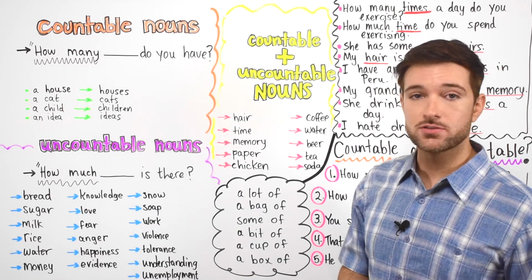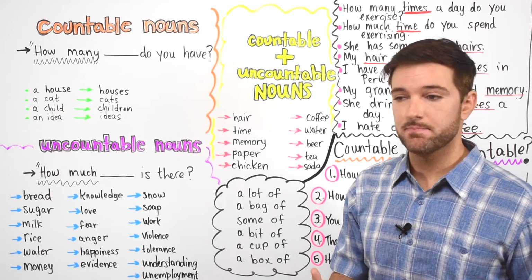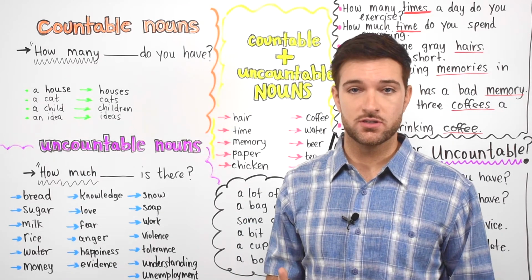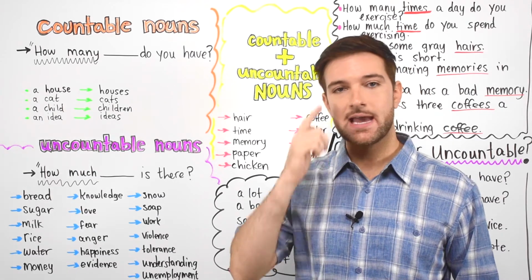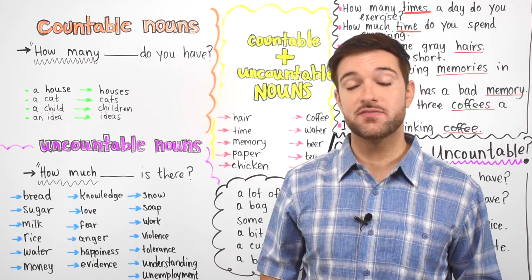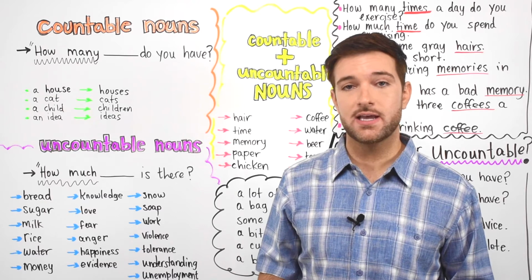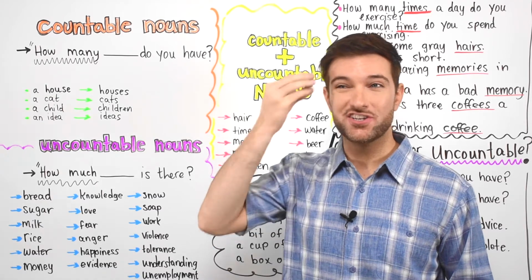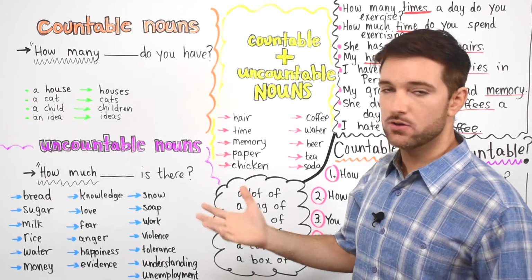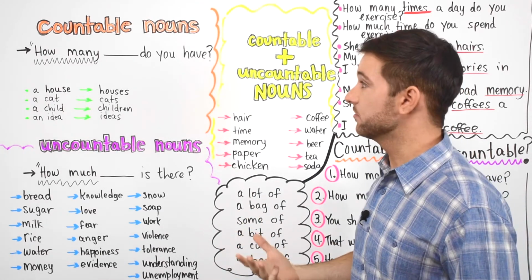Alright guys, first I want to begin by saying that both countable and uncountable nouns have different usages. Generally speaking, countable nouns are used when a speaker wants to refer to a specific item, whereas uncountable nouns are used to express just a general sort of idea that you have. Okay? Let's go ahead and take a look at countable nouns first, okay?